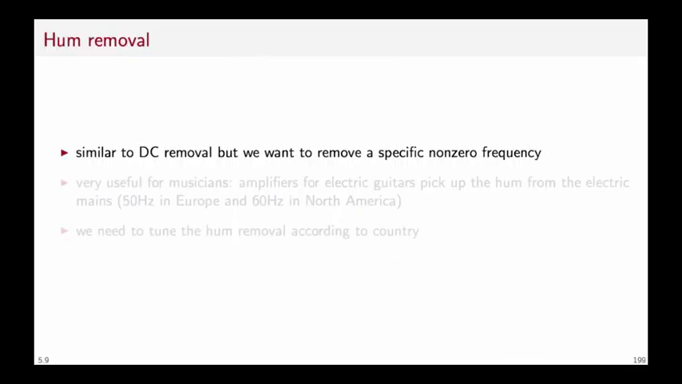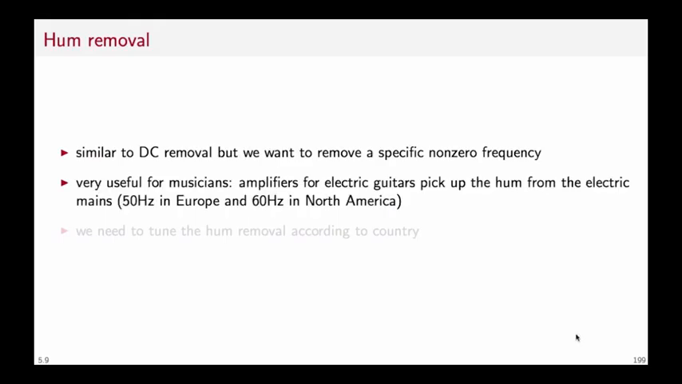Finally, let's consider the hum removal filter. The hum removal is to the DC notch what the resonator was to the leaky integrator. In other words, the hum removal is a DC notch whose stop band we shift in order to be able to eliminate a specific frequency. A classic use case for the hum removal is in music. Amplifiers and electric guitars tend to pick up the hum generated by the AC current in the mains.